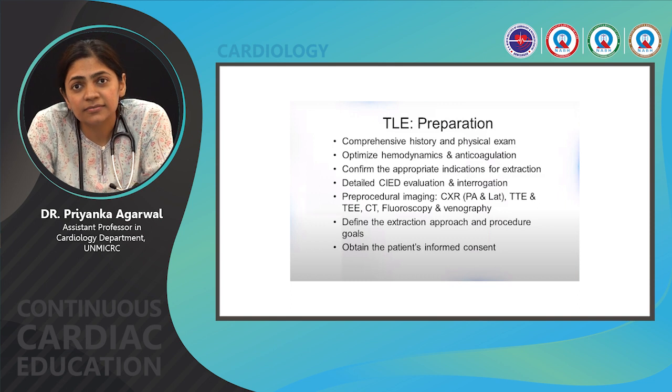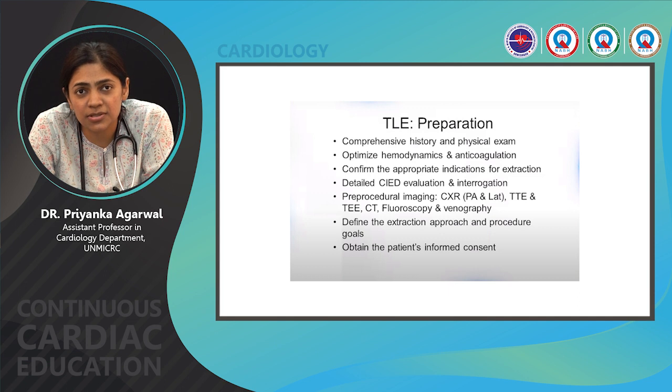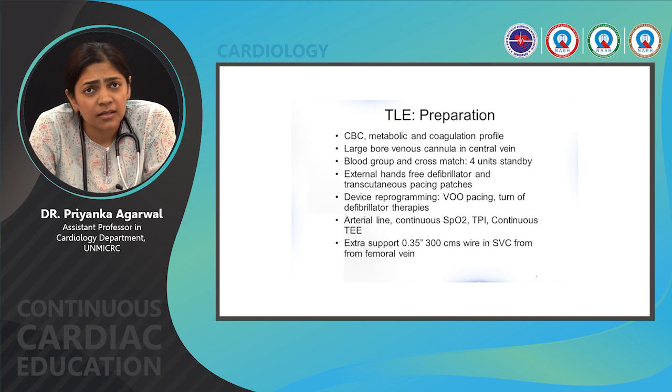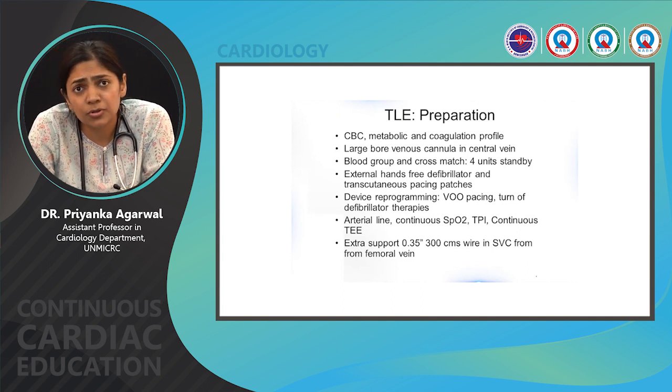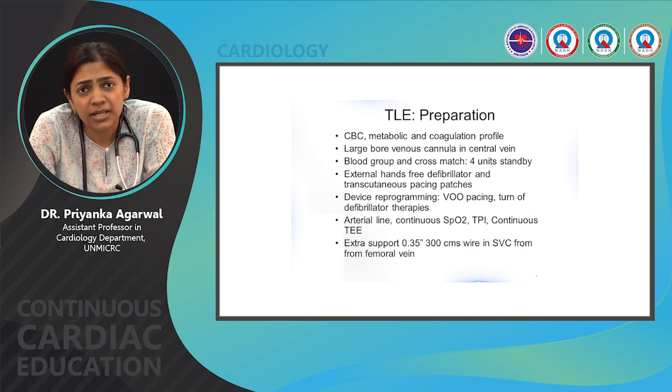By doing all these imaging techniques, we can define the extraction approach and procedure goals. Informed consent of the patient should be taken. Metabolic panel, CBC and coagulation profile should be done. A large bore venous cannula in a central vein should be put. Blood group cross matching, at least keep 4 PRBC ready. Defib patch should be attached. Device programming should be done in VVO mode. Turn off the defib therapies, and an art line should be taken, continuous SpO2 monitoring, temporary pacing should be implanted, and TEE.